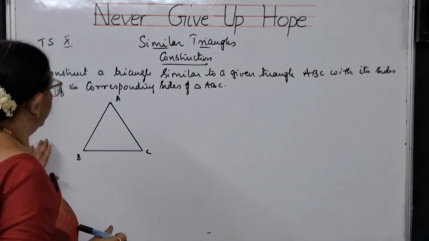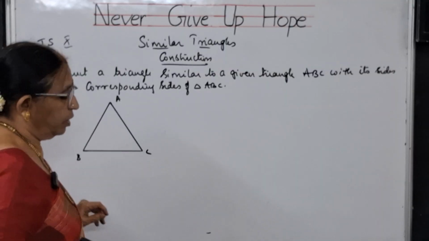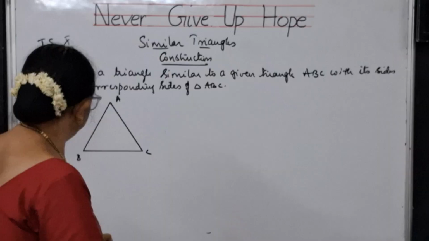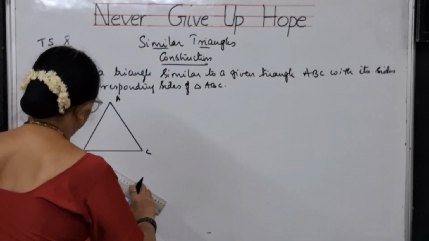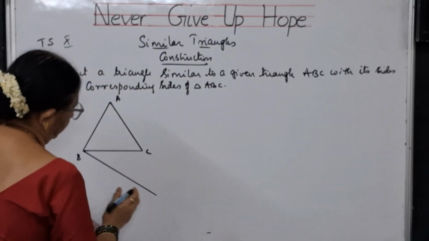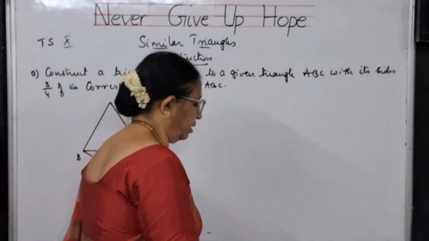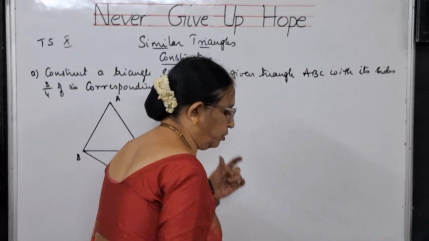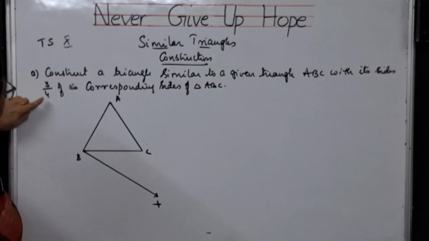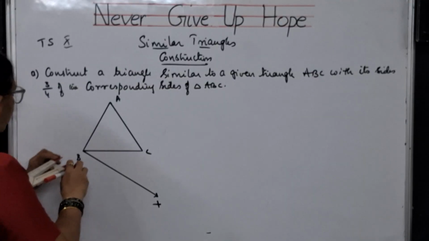Now I should construct another triangle with it in such a way that each and every side of the triangle should be 3 by 4 of the original triangle. To do that construction, first I have to draw a line, that is an acute ray, BX ray, making an acute angle with B. And I have to take 4 points. Since the denominator contains 4, I should take 4 points of equidistance.